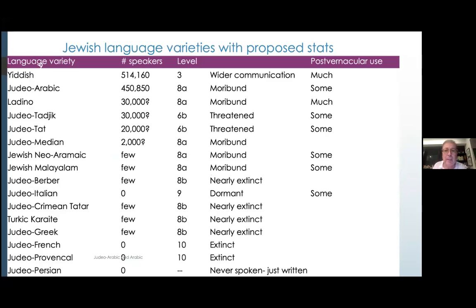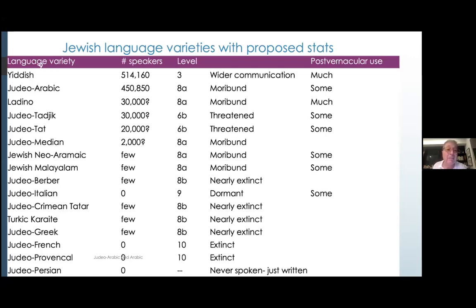But it is true that Judeo-Tat probably only around 20,000 people still speak, and it's a threatened language variety. So you see some interesting examples here. Judeo-Greek, only a few, maybe in Athens still some. I did interview one or two, but it doesn't necessarily have a good future. As far as Judeo-Arabic, we don't know, because maybe 20 years ago, I would tell you, no way Judeo-Arabic is going to cease to exist.